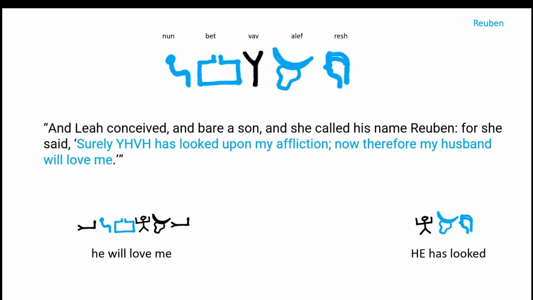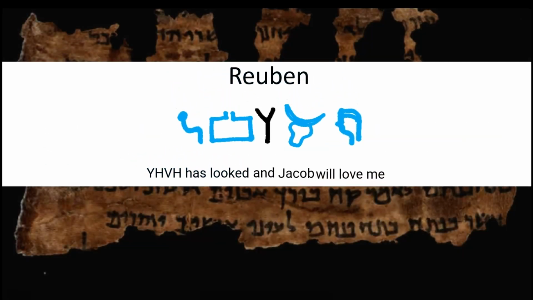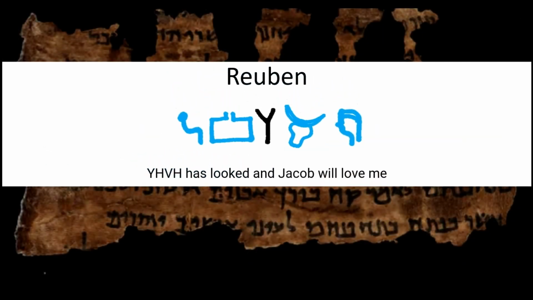Here's how this looks in original Hebrew. This is the script that we study here on this channel. And so if you put it all together, we've got Reuben potentially meaning Yohe-Vohe has looked and Jacob will love me.